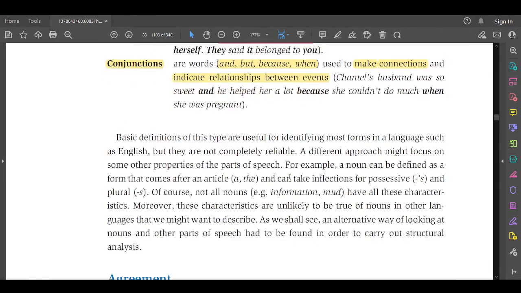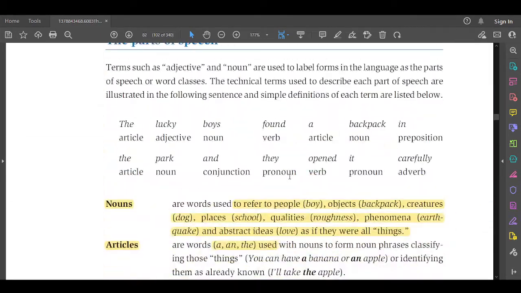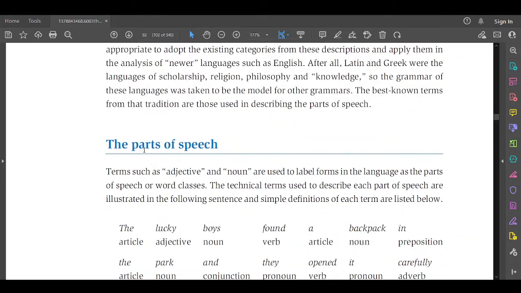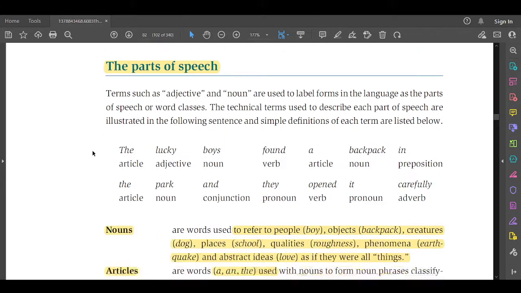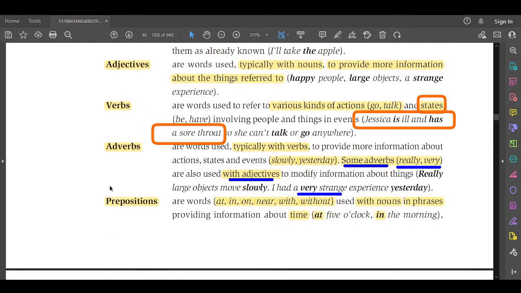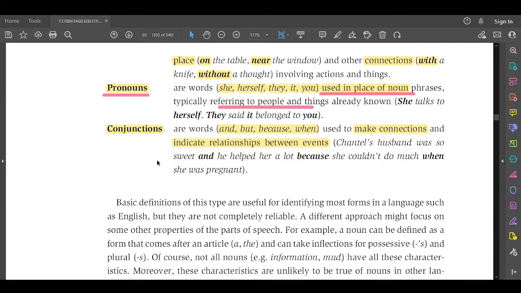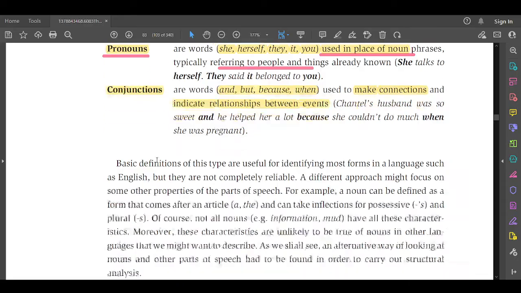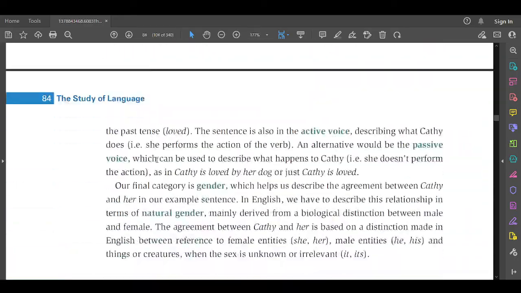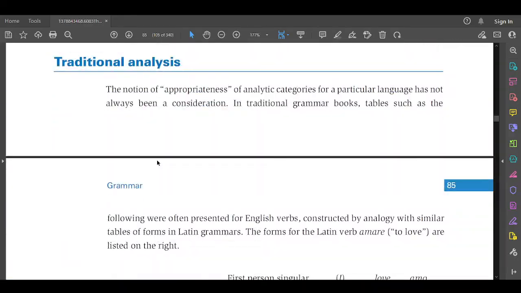Okay. This is the typical description of words in English. We call this the parts of speech, and these are the categories. Of course, they are traditional, but there are more. We'll talk about the other things that are included later in the syntax chapter.